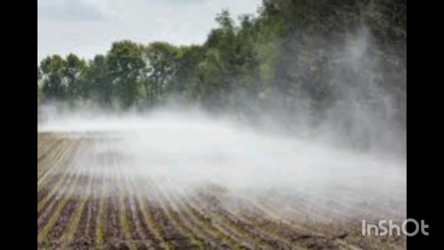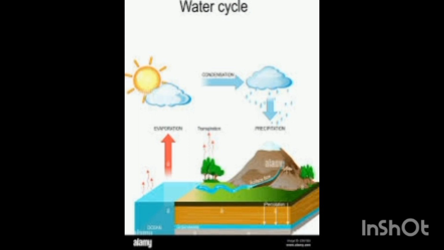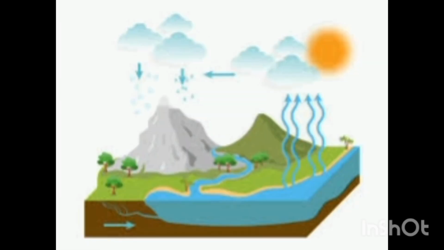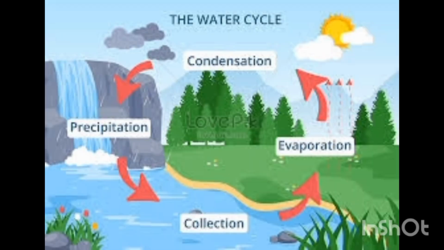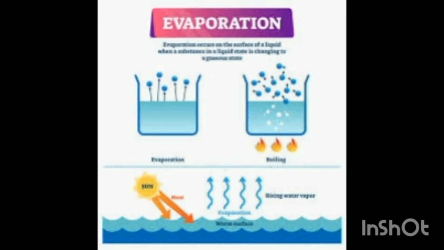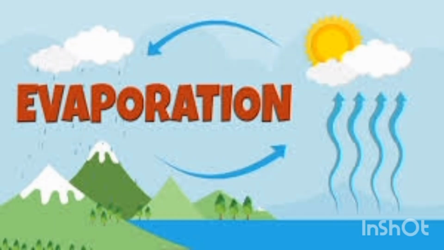When the ocean water heats up by the sun's heat, it evaporates. Evaporation means the water turns into a gas and then it starts floating in the air. You can see evaporation even in your homes. Just tell your mom to boil some water in a cooker or in a bowl or a kettle.